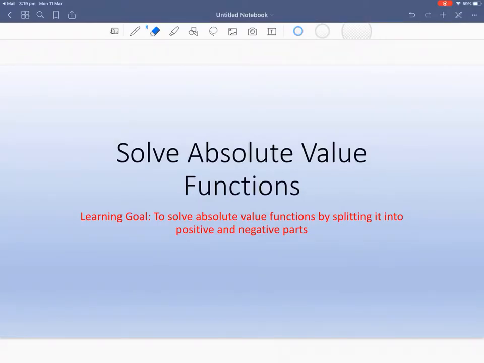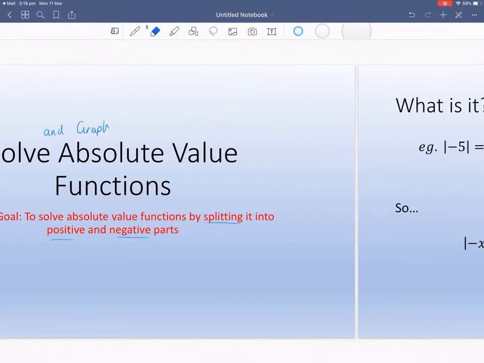Right, so we're going to solve absolute value functions. We're not only going to solve them, we're going to graph as well. So maybe I'll talk and graph absolute value functions. And to solve absolute value functions, we've got to split it into a positive and negative parts. It'll become a lot more evident as we go along the video. So let's give this a go.